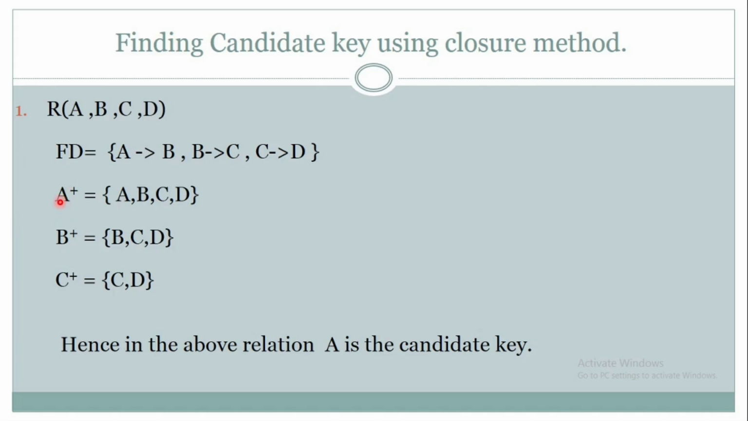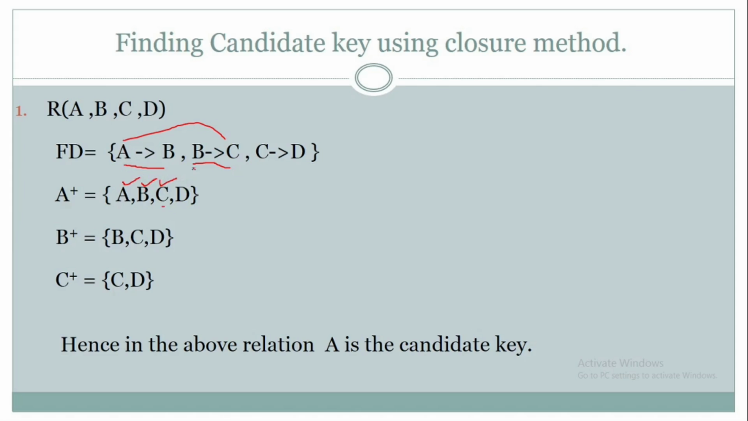As per the reflexive rule, A determines itself, A. And we have got a functional dependency where A determines B. This is how we determine B. And we have functional dependencies where A determines B and B determines C. So as per the transitive rule, A will determine C. This is how we got A, B, and C.